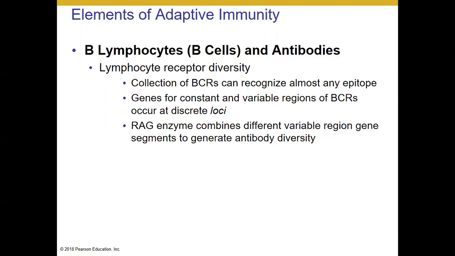Something called a RAG enzyme is able to make different combinations of the final gene product, by taking different blocks from these variable regions and putting them together in different combinations. So, RAG enzyme. Don't worry, because this next page is just showing you some of this stuff.